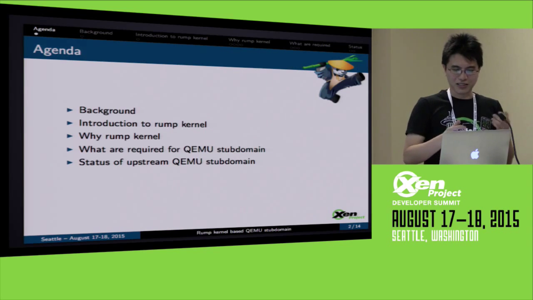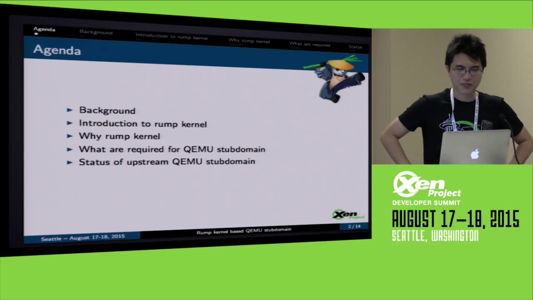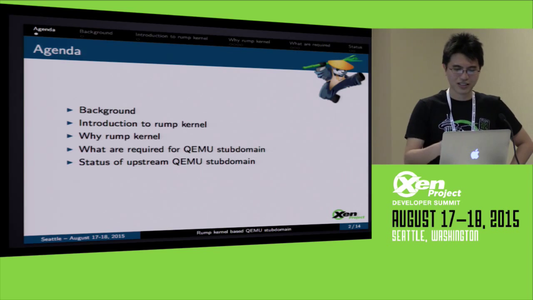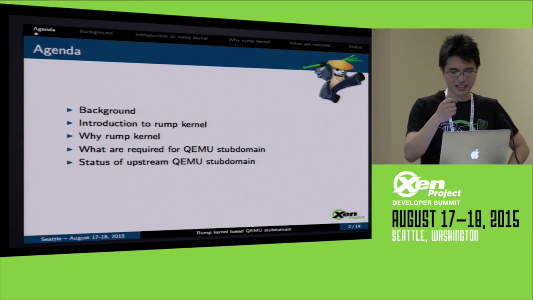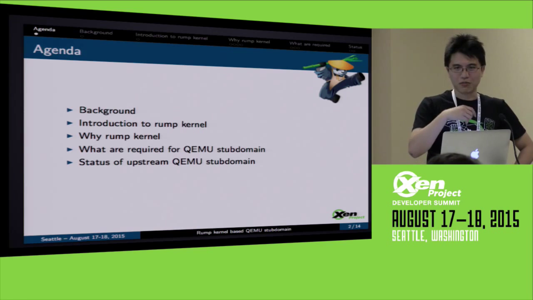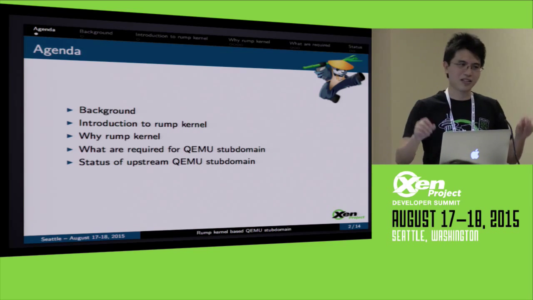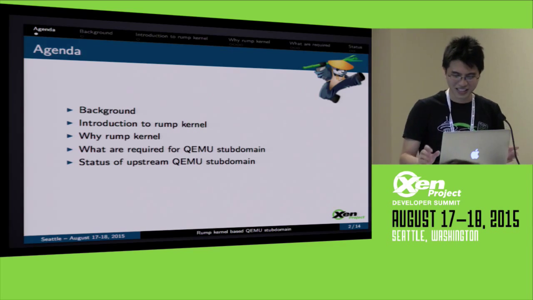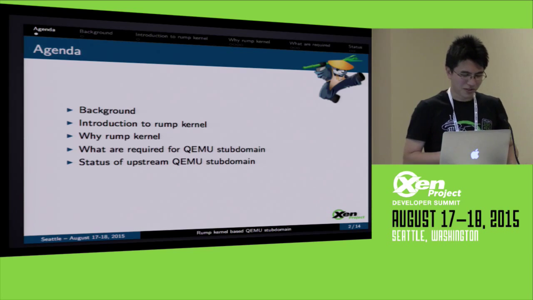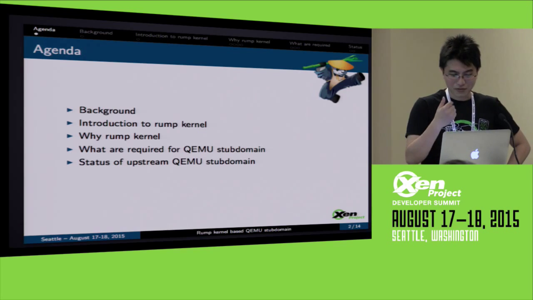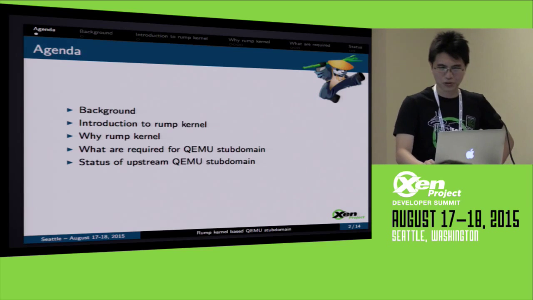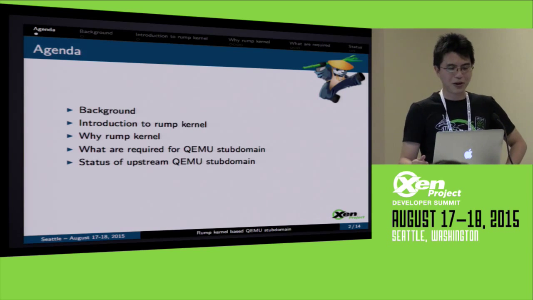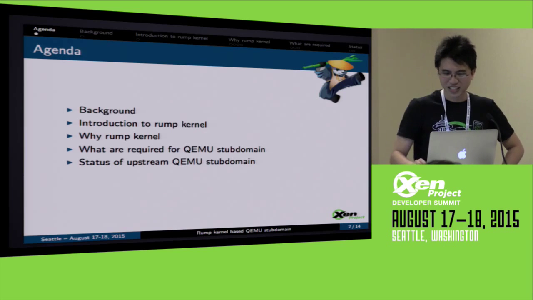So here's the agenda. First, I'd like to give a little background information on the whole project, and then give a very short introduction to the Rump kernel, and then give the reason why we chose Rump kernel and compare it with other solutions we considered. And then we go more specific about what is required to build a QEMU upstream subdomain. And finally, give some very brief status report about this project. Feel free to interrupt me anytime if you have questions.